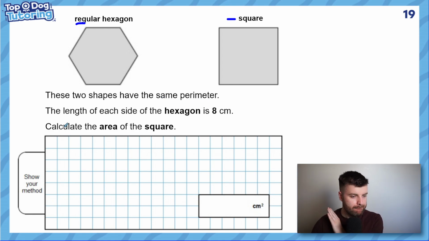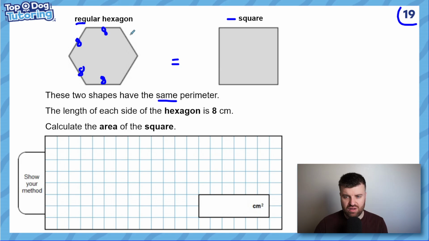Do you know what? I'm going to read it because it's a very tricky question. I loved this question. It was my favorite question on the 2019 SATs. Let's take a look. These two shapes have the same perimeter. Key information, same perimeter. The length of each side of the hexagon is 8 centimeters. Guys, I would be drawing this right away. I would just be labeling it. Why not? Let's not try and store so much information in our head. Just get it down on paper.